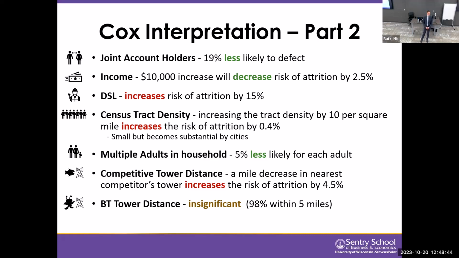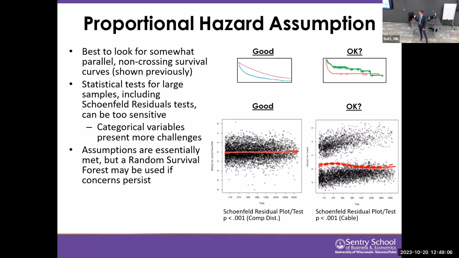Competitive tower distance: if there was a competing tower close, that could potentially increase your risk of attriting because you maybe had good signal with the competitor. And then BT, Bug Tussel tower distance was insignificant, but I still think it's important to mention. 98% are within 5 miles, so that's really great for connection to customers.